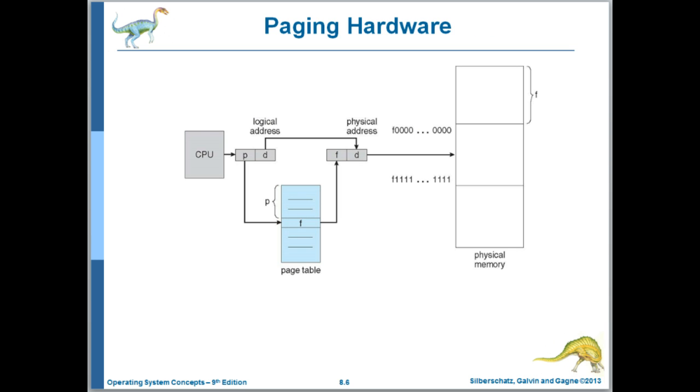So here's what's going on in an MMU. The CPU generates a logical address consisting of the page number and the page offset. The page number is used to index into the page table, producing a frame number. That frame number then is appended to the offset to give us the physical address.